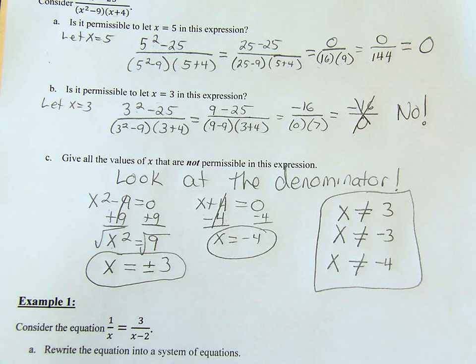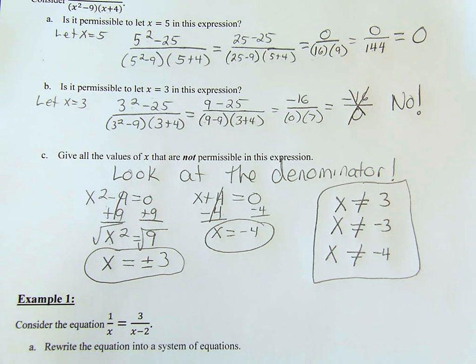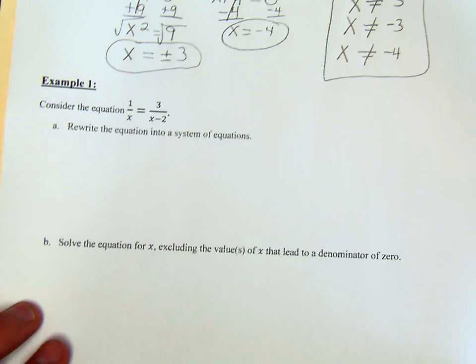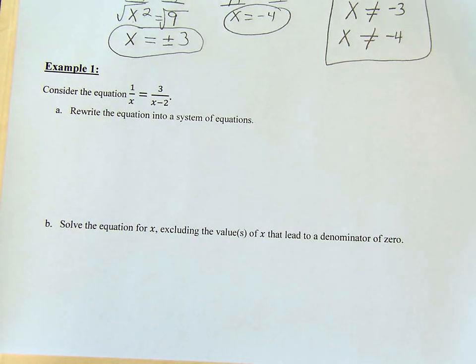Let's look at example 1. Example 1 says, consider the equation 1 over x is equal to 3 over x minus 2. They want us to rewrite the equation into a system of equations. And what they mean by a system of equations is we're going to write the original equation and then write all the values of x that is not permissible in this case.